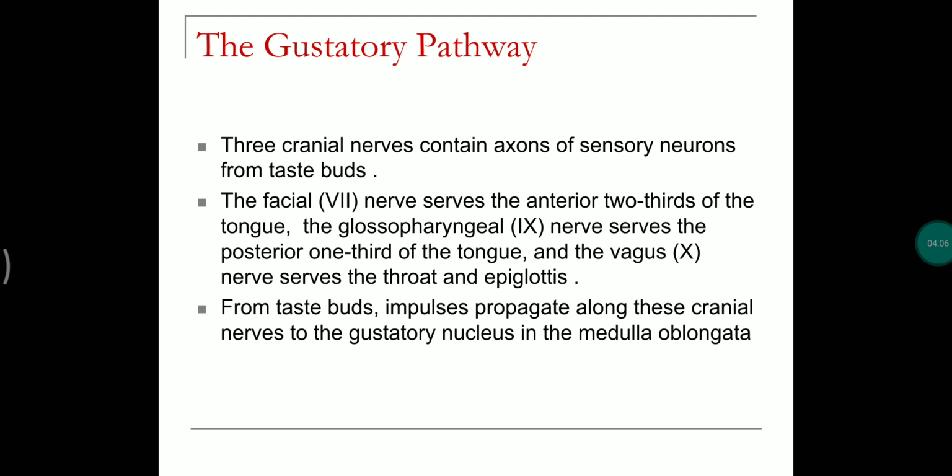And 3 cranial nerves help in the gustatory pathway. They are the facial nerve, glossopharyngeal nerve, and vagus nerve.